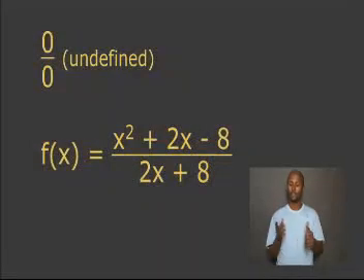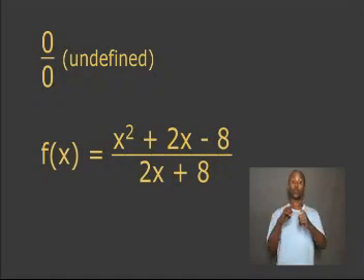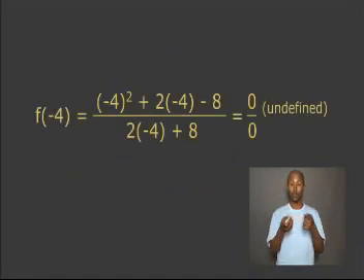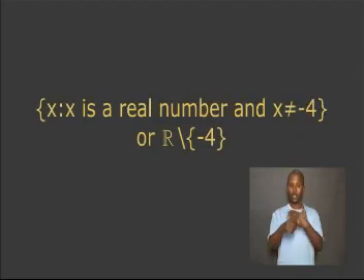Welcome back, everyone. First, we set the denominator to 0 to determine the domain. When x equals -4, the denominator is 0. Therefore, the domain of x is the set of real numbers when x does not equal -4.